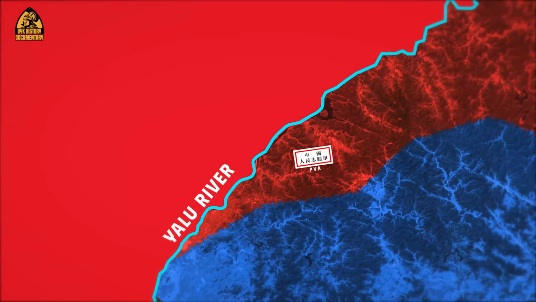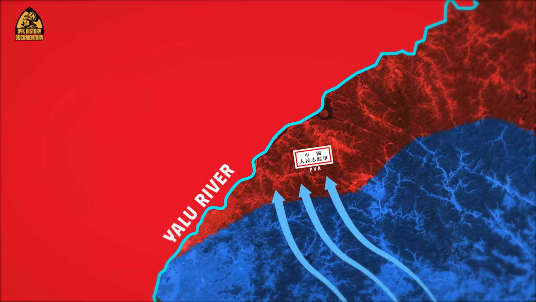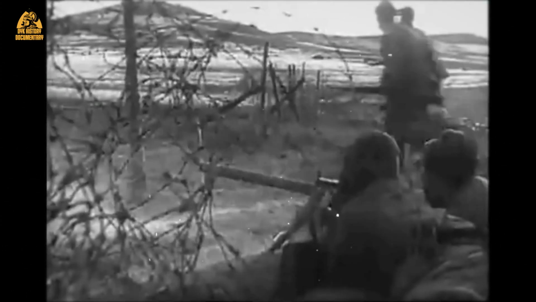General MacArthur continued to push for an offensive to reach the Yalu River, leading to the Home by Christmas offensive in late November. However, the Chinese launched the second phase offensive, deploying approximately 300,000 troops.